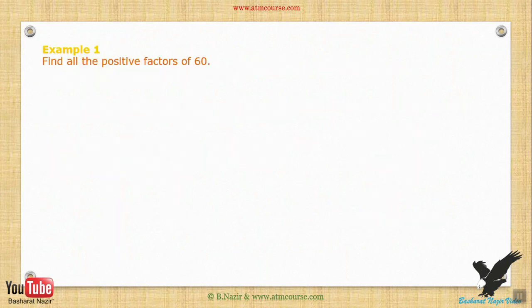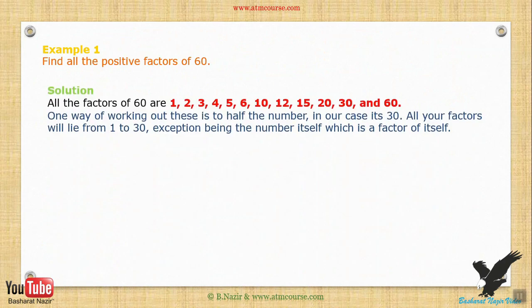Find all the positive factors of 60. All the factors of 60 are 1, 2, 3, 4, 5, 6, 10, 12, 15, 20, 30, and 60. One way of working these out is to halve the number, in our case 30. All your factors will lie from 1 to 30, the exception being the number itself, which is a factor of itself.